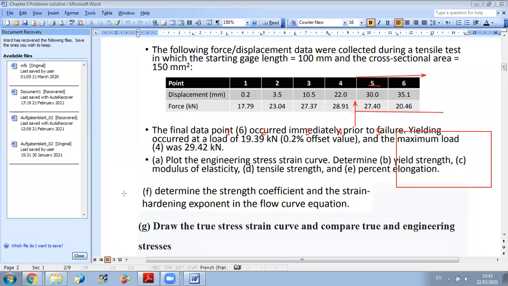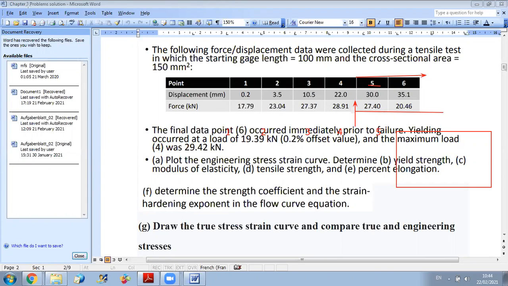Okay, so let us continue. So now what is the next step? The next step is to draw the true stress strain curve and to compare with the engineering curve. Okay, so in order to compare the true stress curve to the engineering curve, we should plot them on the same graph. But you know already that the engineering curve is plotted as a function of epsilon engineering, while the true stress curve is plotted as a function of true strain.